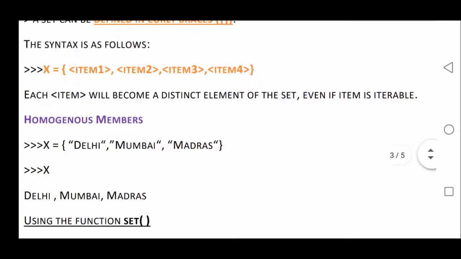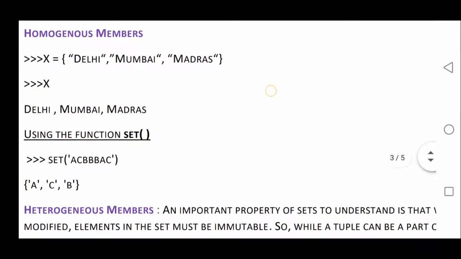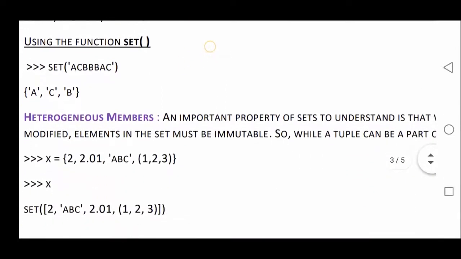Now let's take some examples. This is a homogeneous combination to create a set X, where all the member items are strings. So when we check, these will be displayed. We can make use of the set function to create a set. If we call set and pass a string, here the argument is a string which is immutable. So what will happen? The string will be broken into member elements for creating a set.